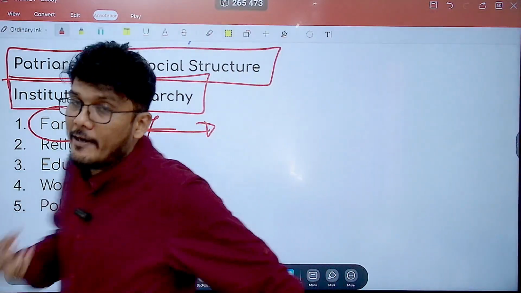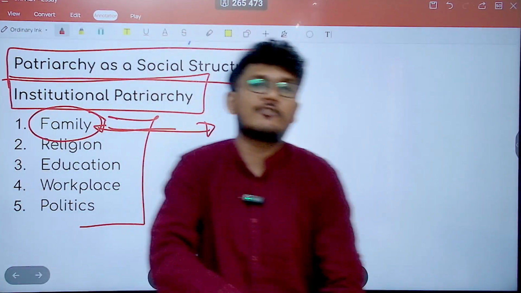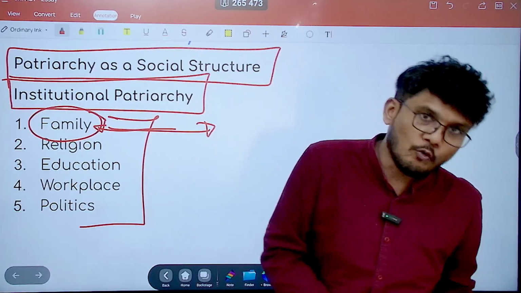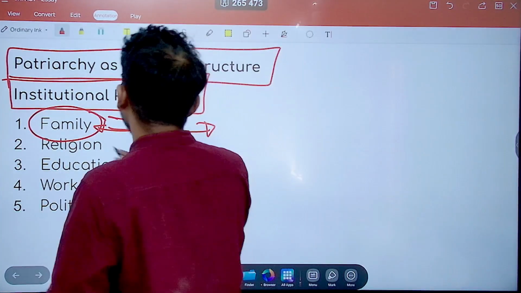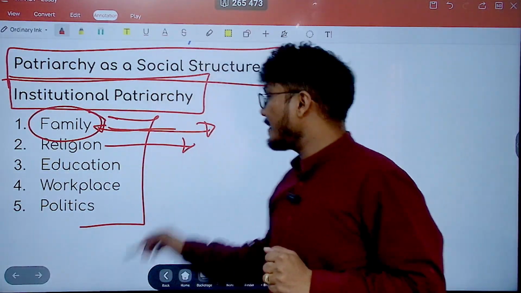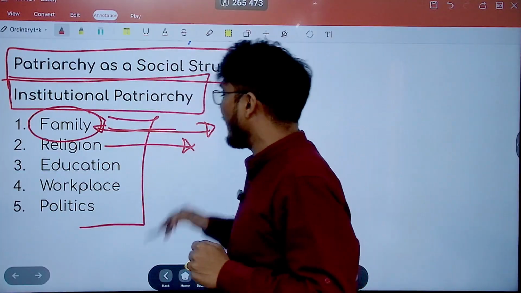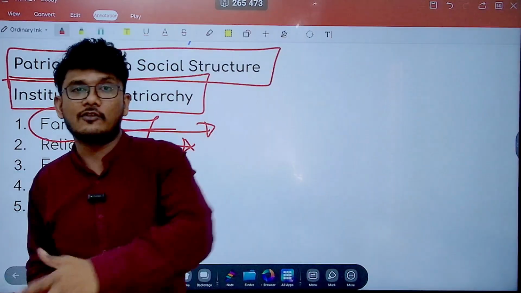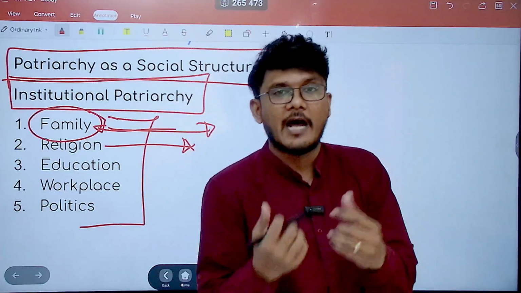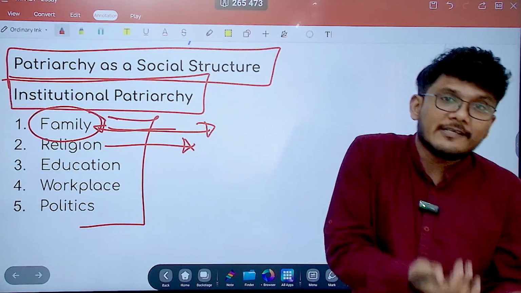For example, more expenditure on a male child than on a girl child with respect to education and food. You can give some statistics over there. Then talking about religion, you can take certain examples wherein certain rites or rituals are conducted only by males, or certain things which are probably discriminating are done by the females or towards the females.